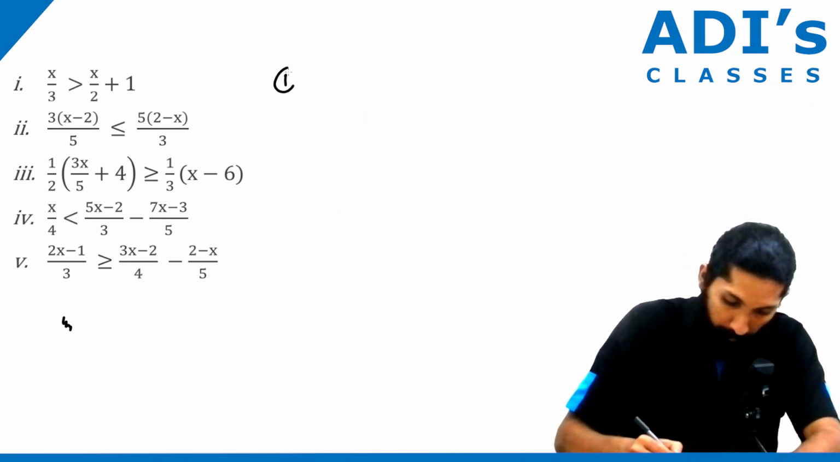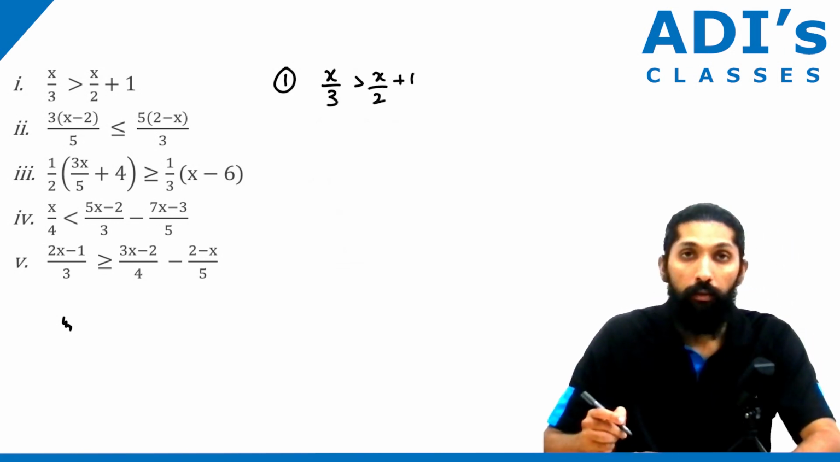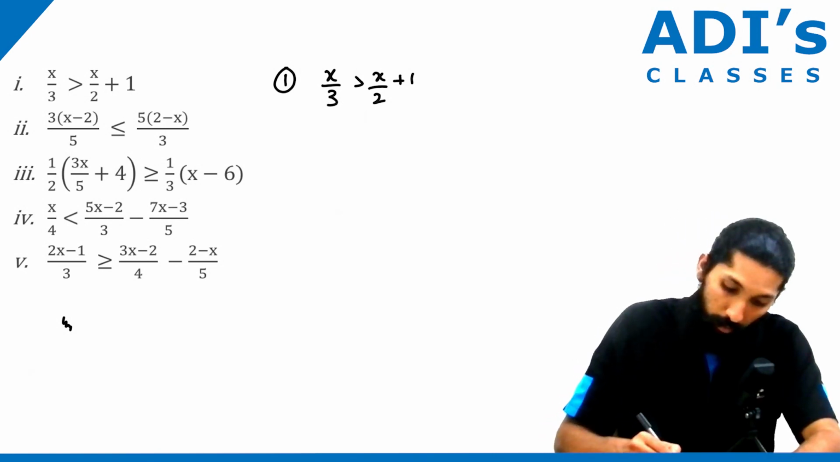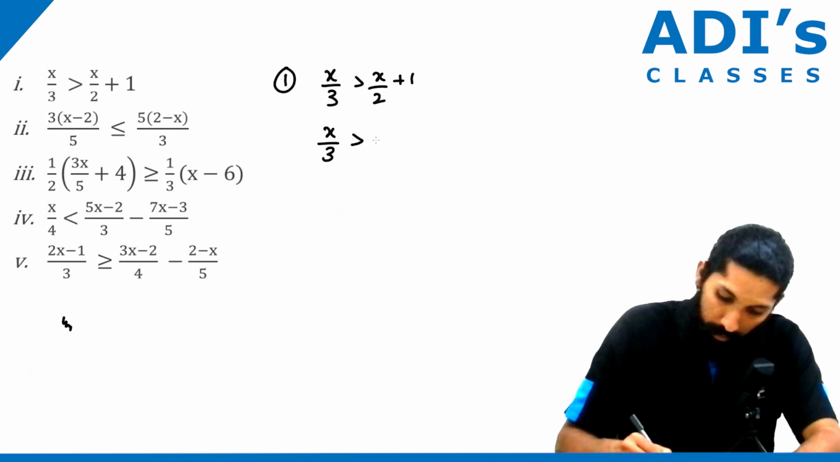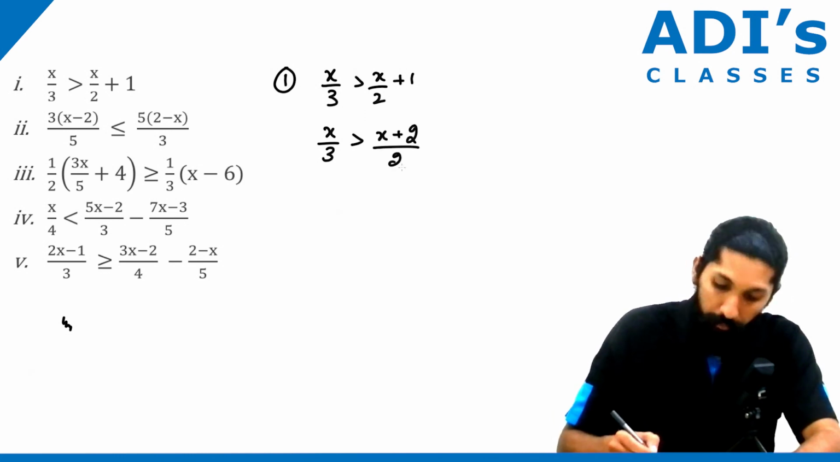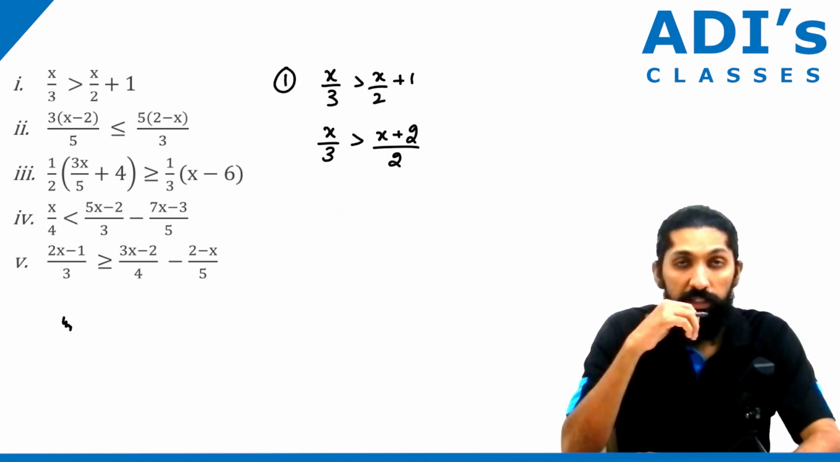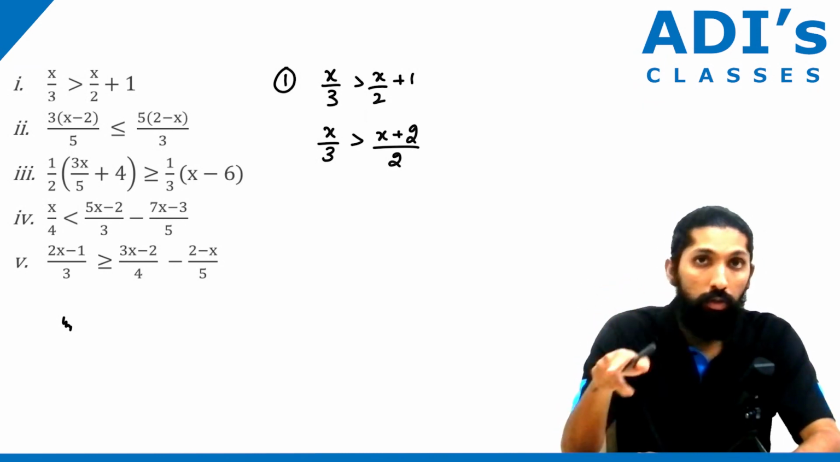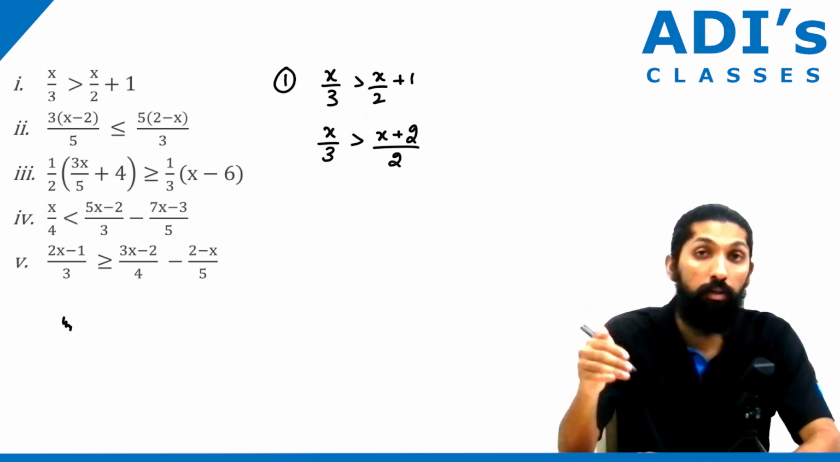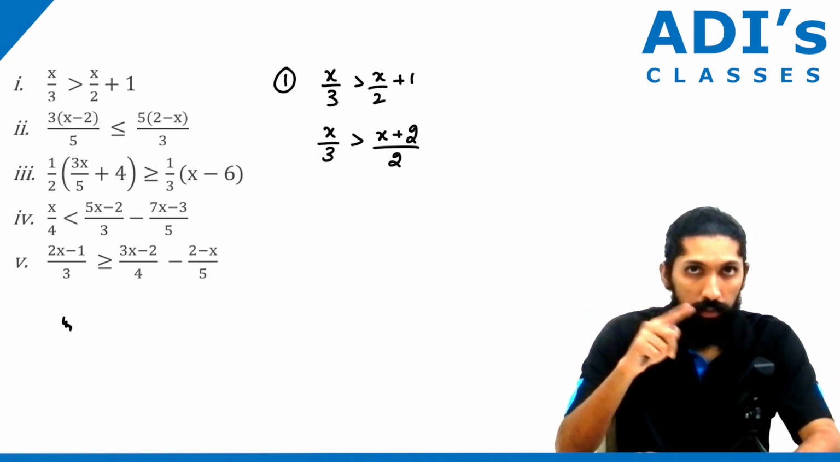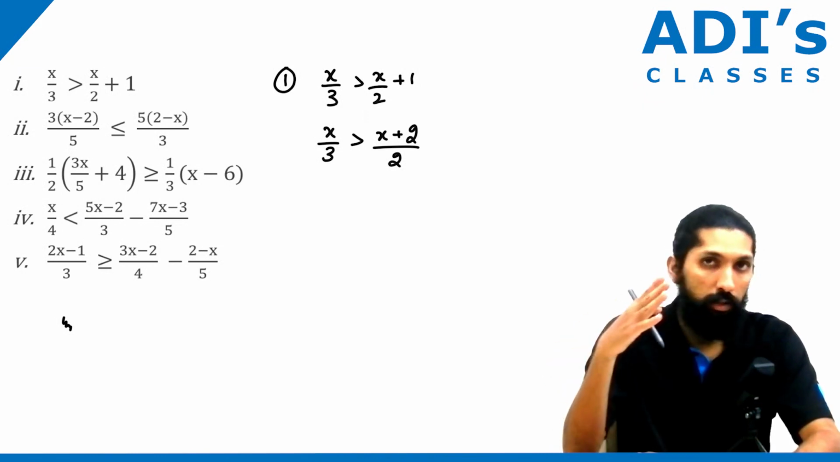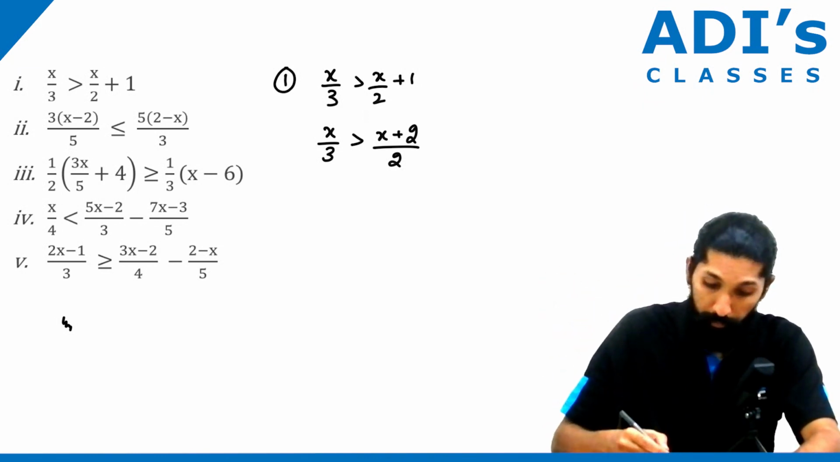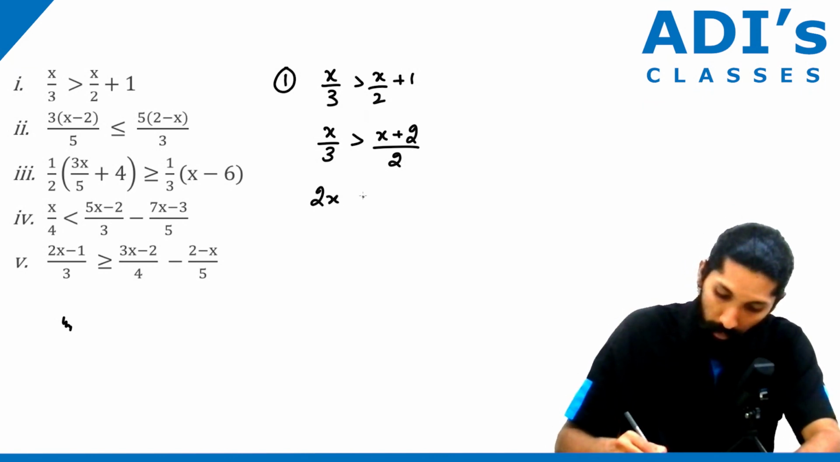So here the first one, you have x by 3 greater than x by 2 plus 1. First thing, take LCM on the right hand side. So you have x by 3 greater than x plus 2 divided by 2. You can either take the LCM or you can also do cross multiplication. Since both 3 and 2 are positive numbers, you can cross multiply directly, very easy. So cross multiply. So you get 2x greater than 3x plus 6.